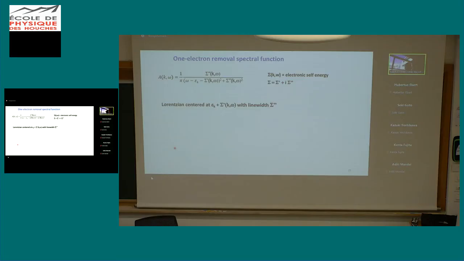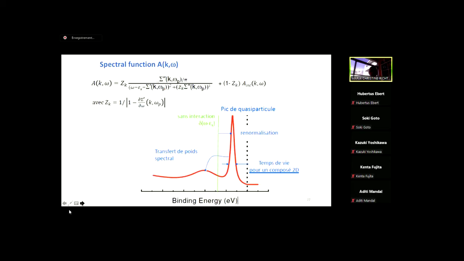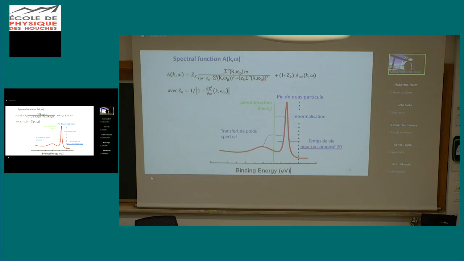The sigma I've already mentioned is the electron self energy with the real and the imaginary part of it, and it's a Lorentzian centered at epsilon k plus sigma prime, with a line width of sigma double prime. Those are the real and imaginary parts. And if you have strong interactions, what you have in addition to this Lorentzian is some spectral transfer to a higher binding energy peak. So you multiply this normalized function with Z k being between 0 and 1, and then you add one minus Z times the incoherent part. This is called the incoherent part.